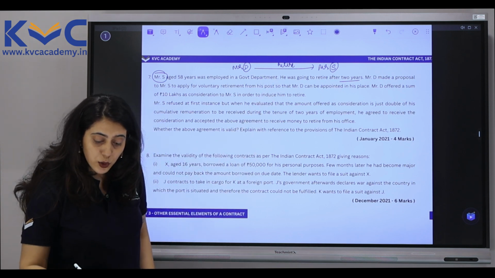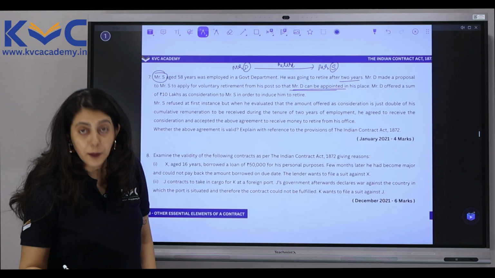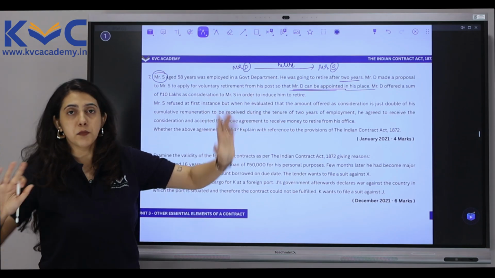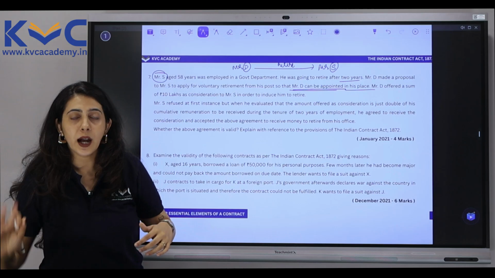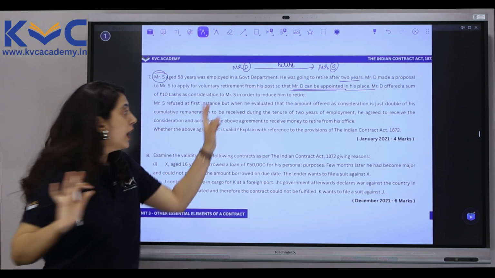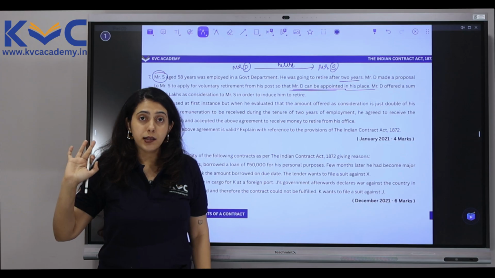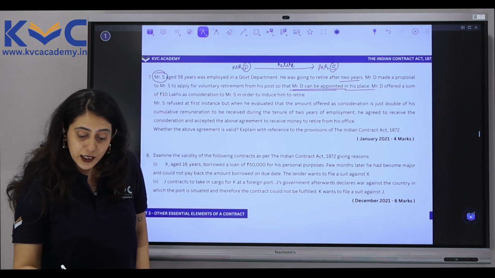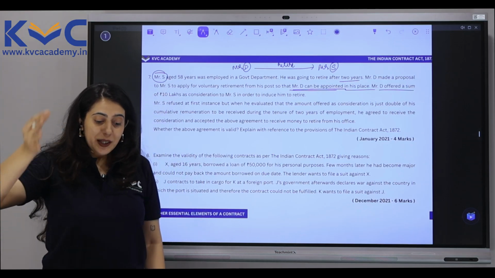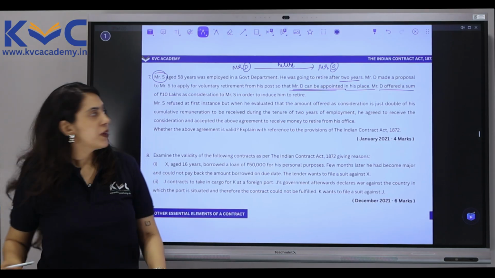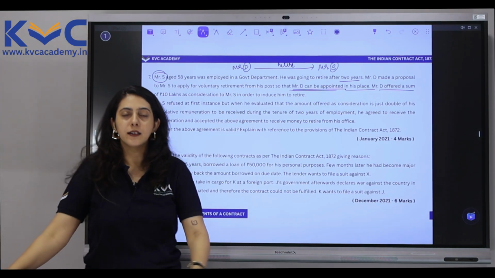He's asking Mr. S to retire so that Mr. D can be appointed in his place. So Mr. D is telling S, boss, you leave voluntarily. I don't want to wait for another 2 years. After you leave, I will automatically be appointed in your place. Okay. Mr. D also offers a sum of rupees 10 lakhs as consideration to Mr. S in order to induce him to retire.